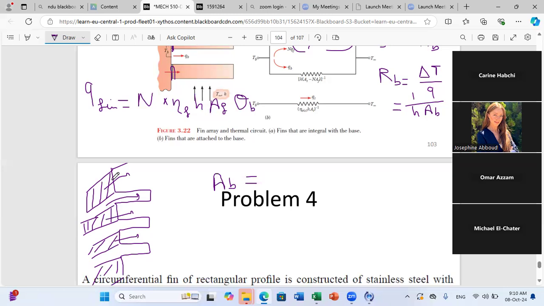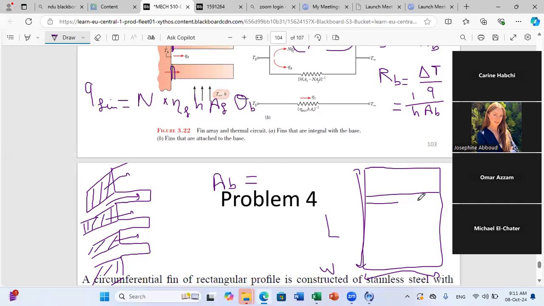How can you calculate it? If you have, for example, a figure, and if I give you a rectangle, I will give you a profile view. You have a rectangle. You know that you have a length L, a width W, and for example, let's say you have three fins. You have three fins: 1, 2, 3, for example.